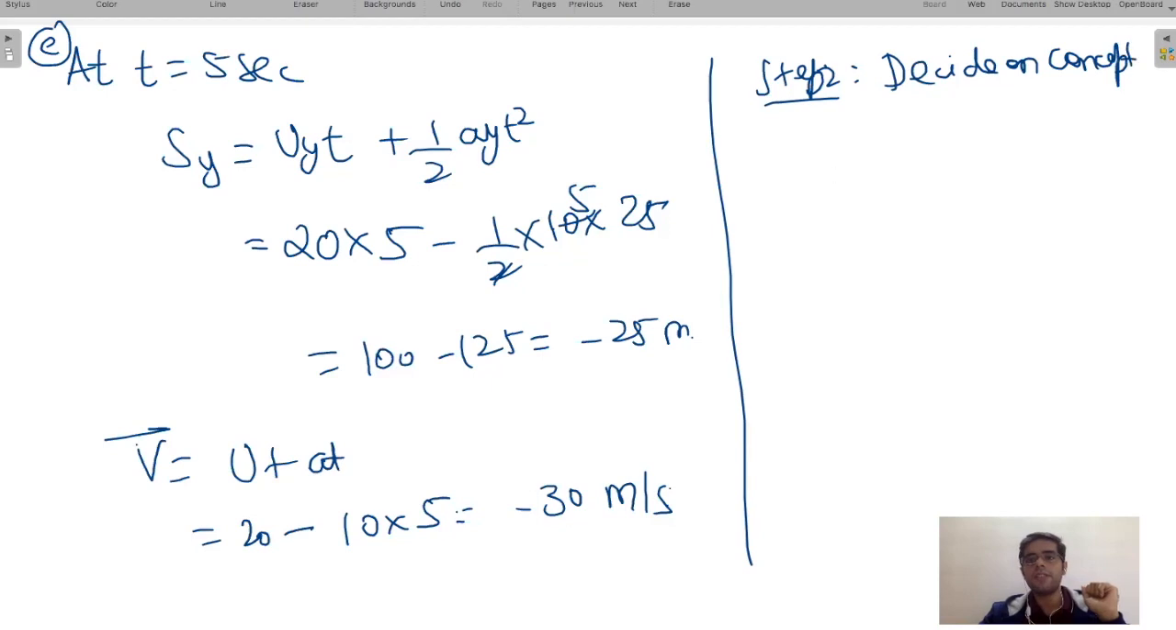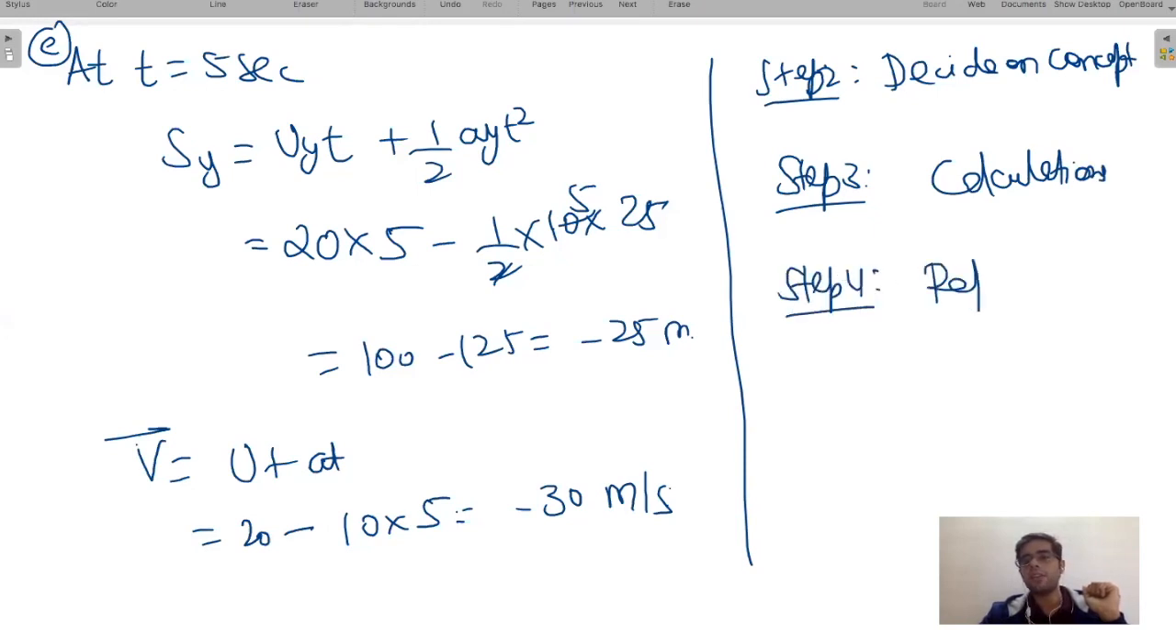Okay. Then we are doing what? Then we are doing the calculations. And then we are reporting the answer or marking the answer on computer or OMR or whatever. So you can say it's a 4 or 5 step process.